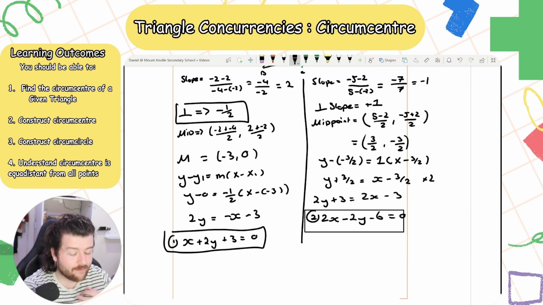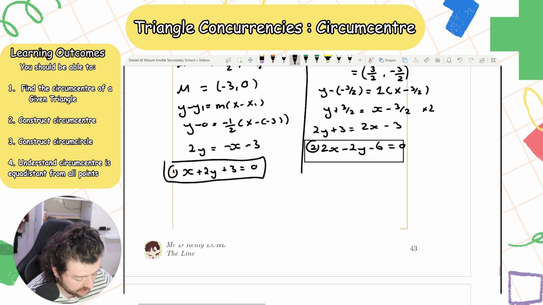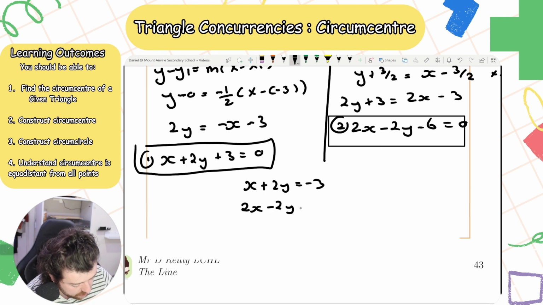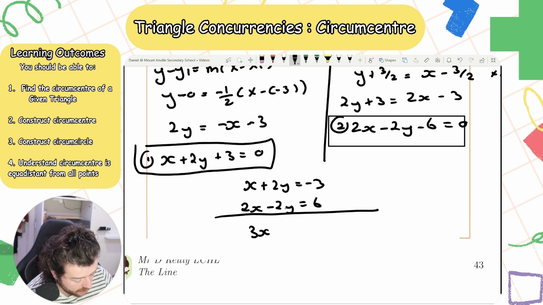So now I have my two perpendicular bisectors. Now I have to solve these simultaneously. So solving these simultaneously, I get x plus 2y is equal to minus 3, and 2x minus 2y is equal to positive 6. Add them up. I'm going to get 2y minus 2y is 0, is equal to 3x. X is equal to 1.